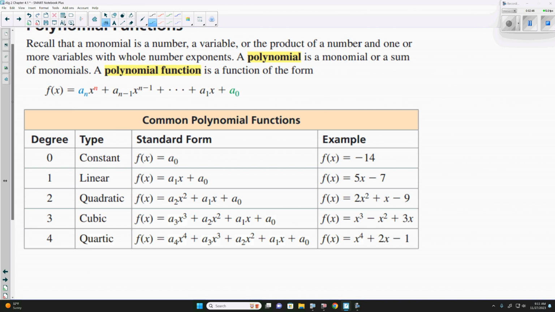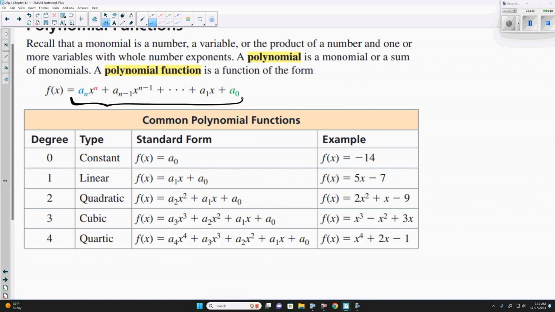Now this here, a sub n x to the n plus dot, dot, dot, a sub n minus 1 times x to the n minus 1 plus dot, dot, dot, a sub 1 times x plus a sub 0. All this is just saying any polynomial function. A sub n is just a number. A sub n minus 1 could be the same number. It could be a different number. We're just saying it's a number. So it's just saying that it could be the same number or different numbers. We just have numbers in front.